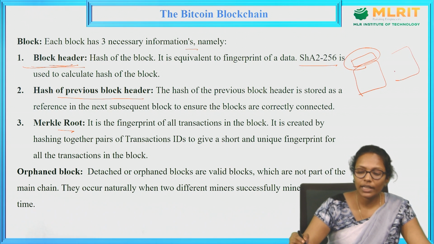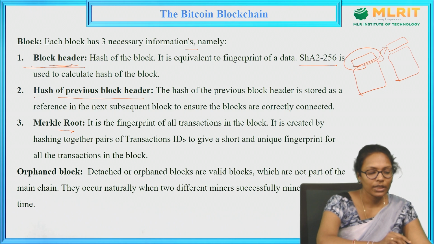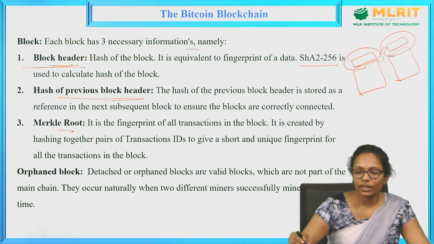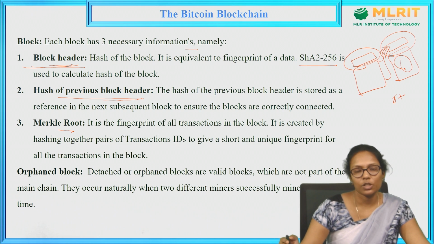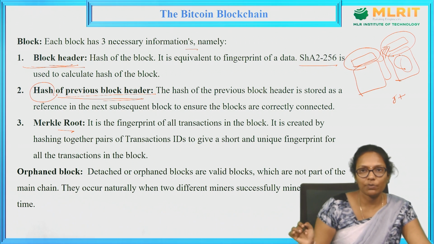And whenever I create the next block, to create this header, it also uses the previous block header. So that is the hash of the previous block header. To calculate this header, it uses the information which is available in this block plus the previous header information also. The previous header information will be available in terms of a hash value again.